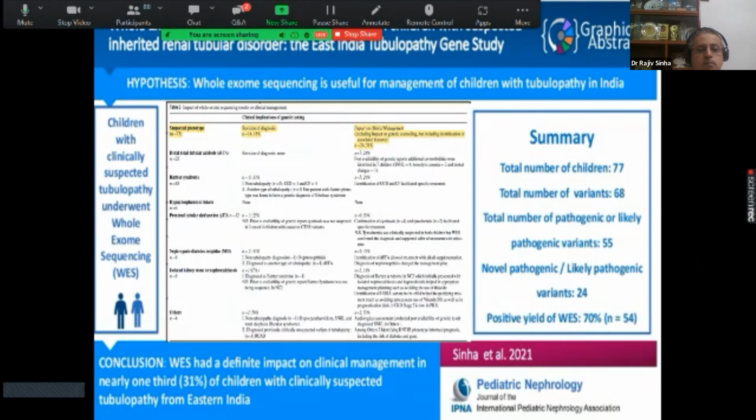Early this year, we published our experience from Eastern India on the use of whole exome sequencing in tubular disorders practice. Total number of patients was 77, with 55 pathogenic variants and 24 novel pathogenic or likely pathogenic variants. We had a very good output of the whole exome sequencing. In 70% of cases we were able to come up with a diagnosis.